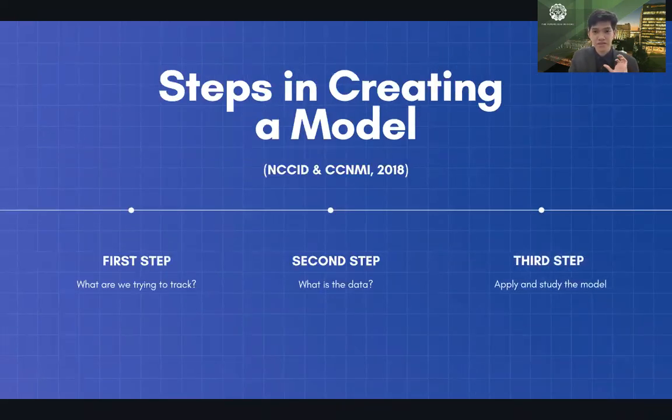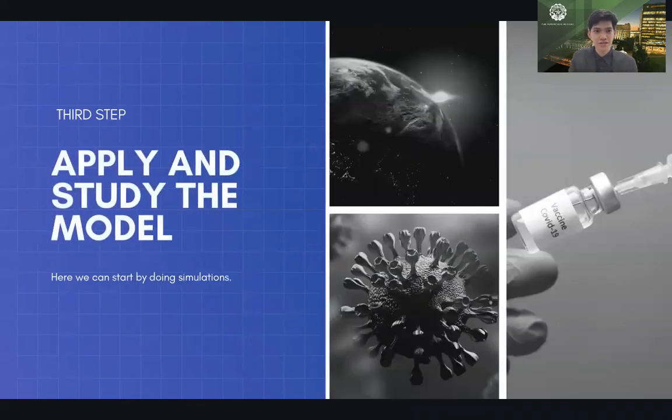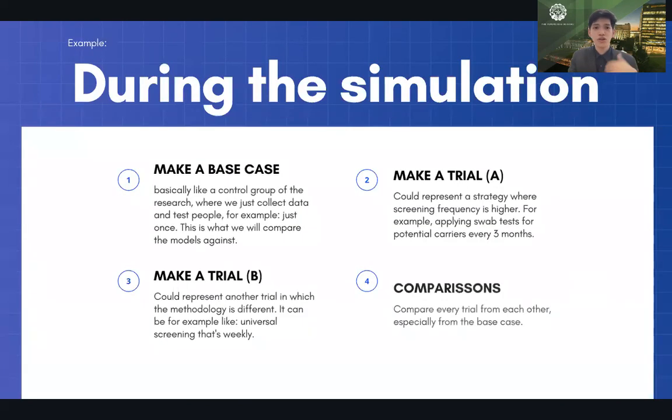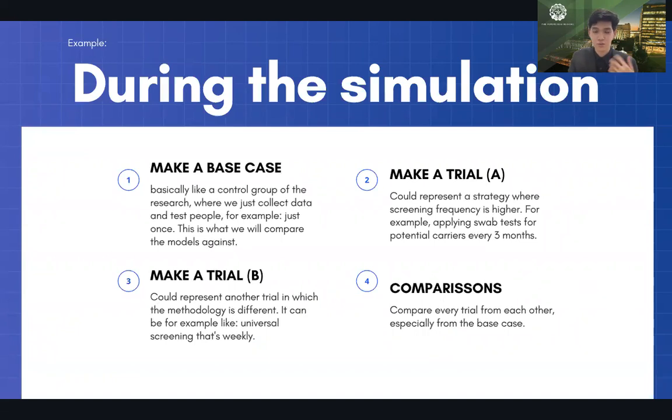So the third step is the application and the study of the model. We will explain why the study of the model is still important, but first, let's look at how these models are applied. These models are applied most and foremost by doing simulations. When doing a simulation, these are the first steps that we do. First, we make a base case. A base case is just like a control group of the research, where we just collect data and test people. For example, we test COVID-19 patients just once. This base case is what we will compare the models against.